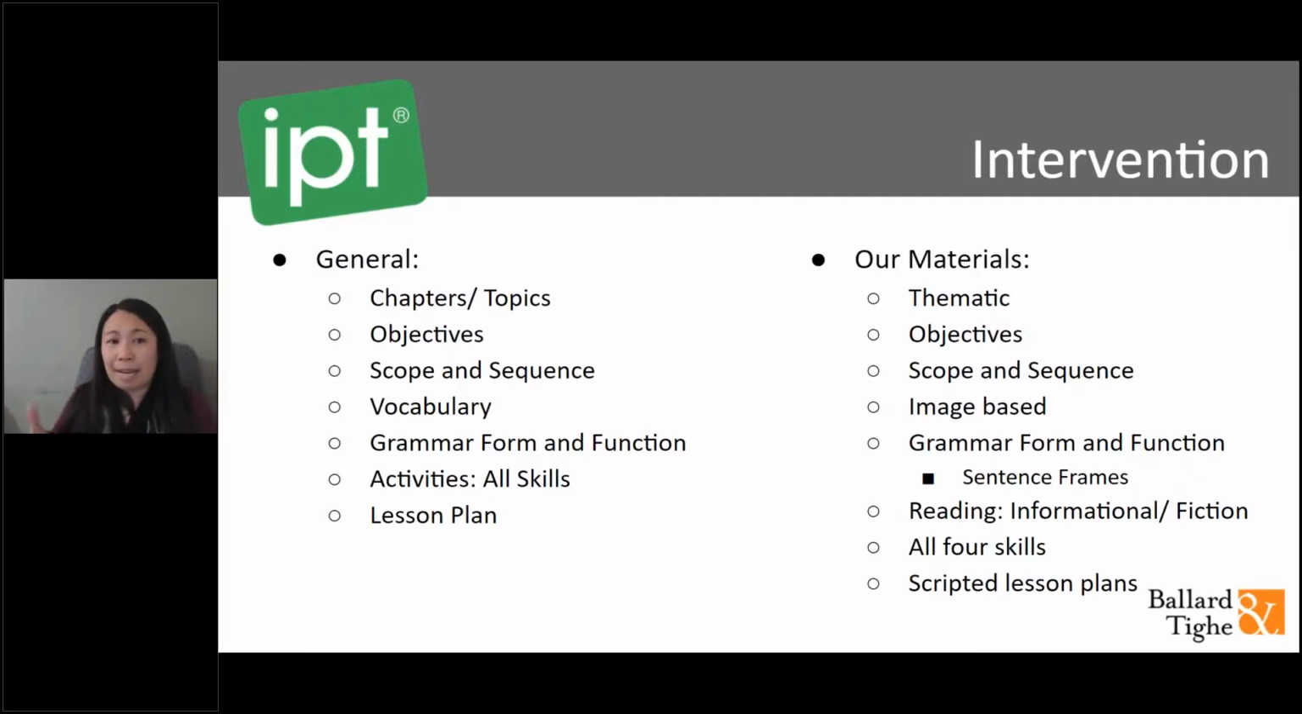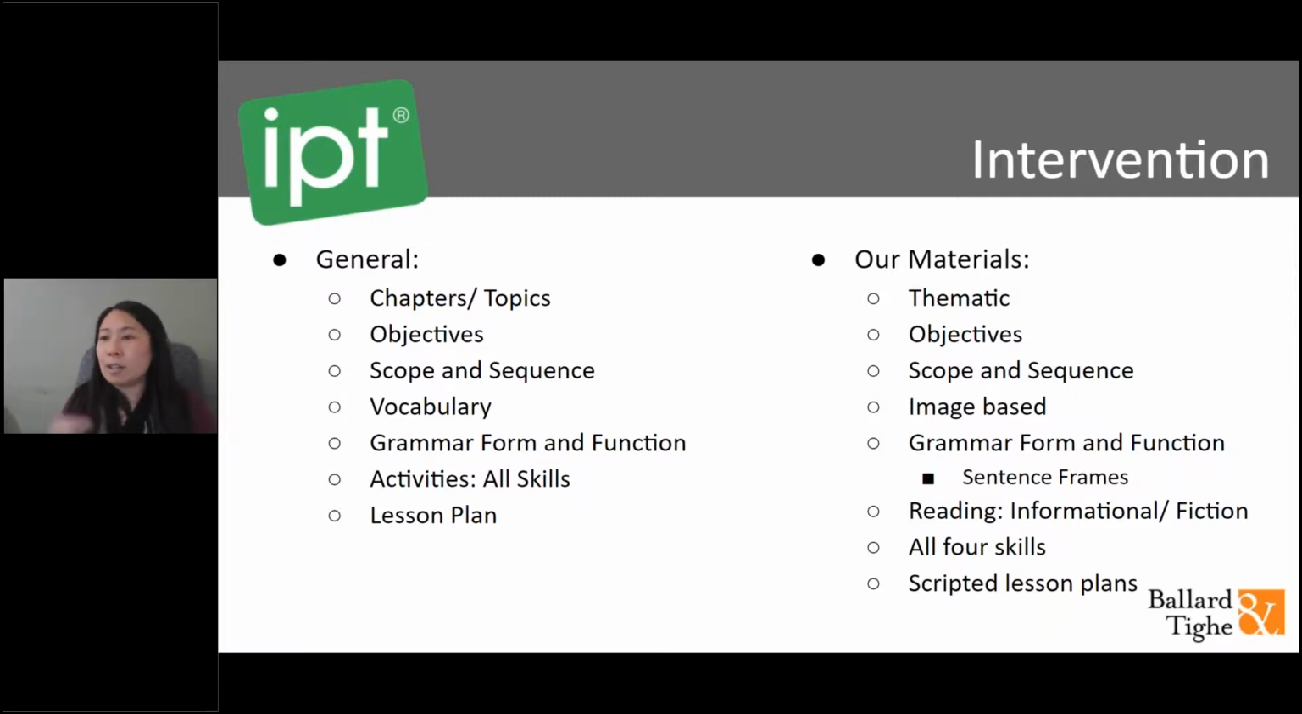What materials do you already have? Look at the chapters, look at the topics so you can focus on vocabulary. Look at the objectives to focus on language function. Look at the scope and sequence for grammar, form. Vocabulary, again, you want to look for just vocabulary words. Great, teach them with images. Grammar, form, and function. Activities, again, all 4 levels, and definitely put it down in a lesson plan or follow an already made lesson plan.